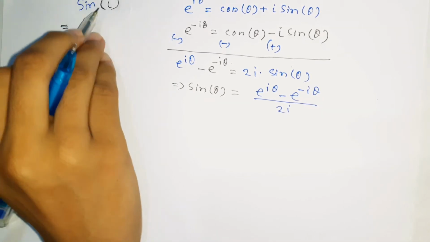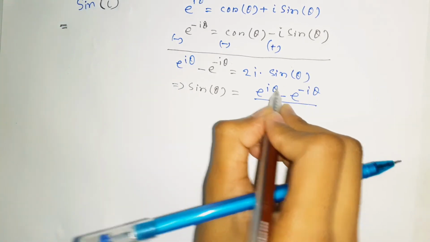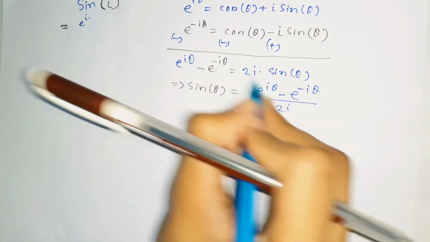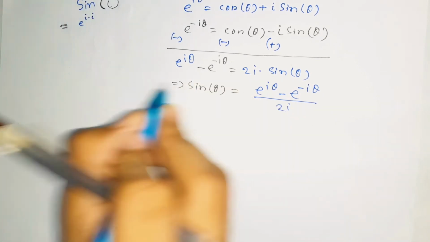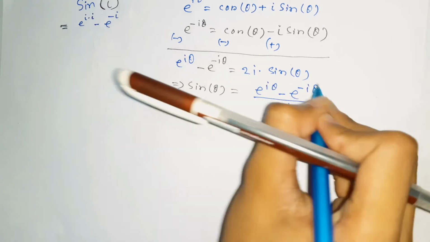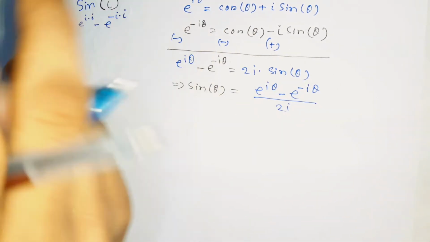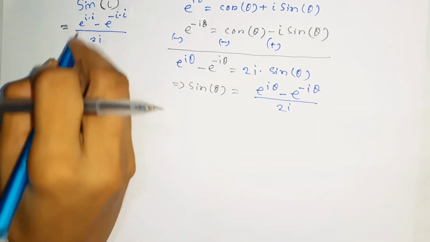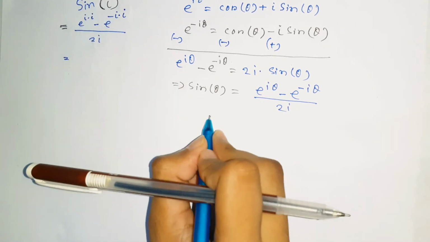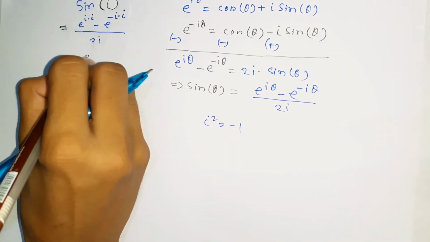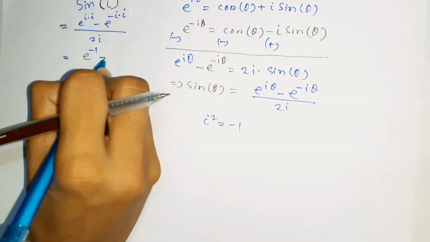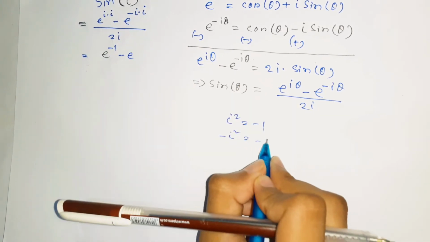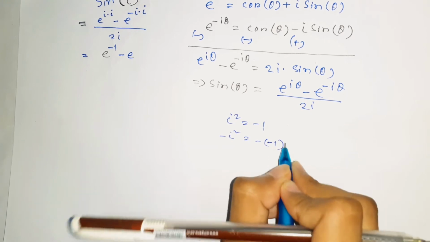So here we have sine of i, so instead of theta we will plug in i. So sine of i is the same as e to the i times, for theta we will plug in i, minus e to the negative i times, again for theta we will write i, over this 2i. Now i times i means i squared, and i squared is -1. So here we have e to the -1 minus e to the, here negative i squared, this is the same as negative times -1, so this is equal to 1.